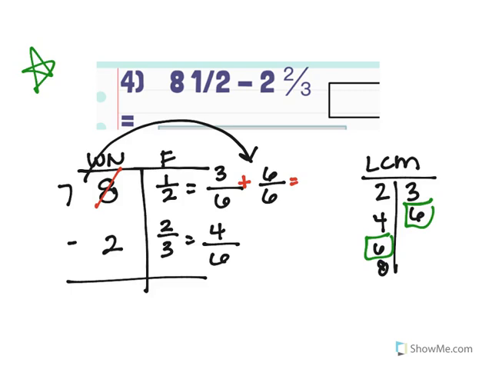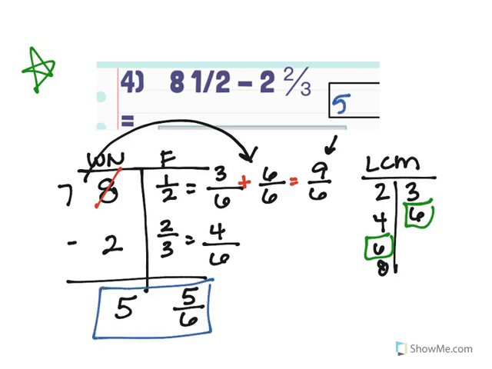I'm going to write that in black. We have 9/6 up top now. Now we have 9/6 minus 4/6, which is 5/6. And then we can go to the whole number side. 7 minus 2 is 5. So our final answer is 5 and 5/6.